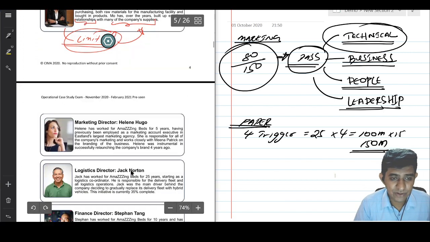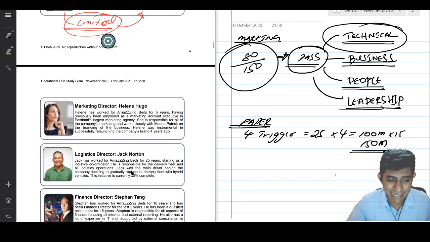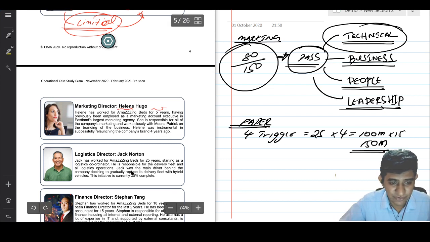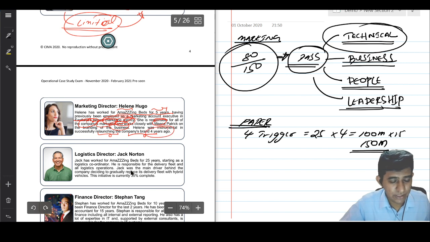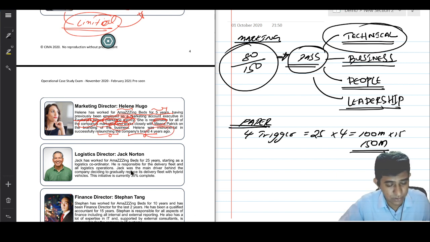And then students, coming to the next area is the marketing director Helen Hugo. Helen has worked for Amazing Bed for the last 5 years, having previously been employed as a marketing account executive in Eastland's largest marketing agency. She is responsible for all the company's marketing and works closely with Meena Patrick on branding of the business. Helen was instrumental in the successful relaunching of the company's brand over the past 4 years. So she's in charge of the marketing, students.